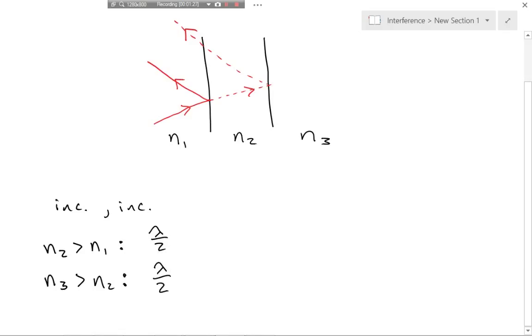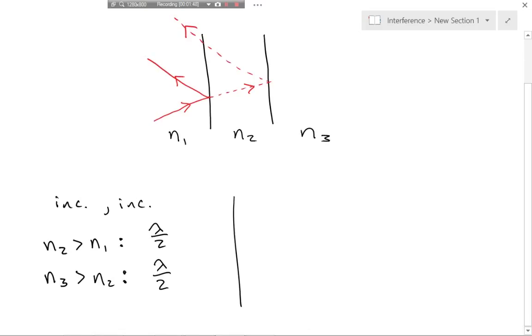Now, that doesn't mean that these two reflected waves are going to be in phase, because the light that reflects off of the second surface has to travel a little bit further to reach that second surface and then bounce back. But what this means is that the effects of these two phase shifts that occur at the reflections cancel out, and so we can effectively just ignore those phase shifts.